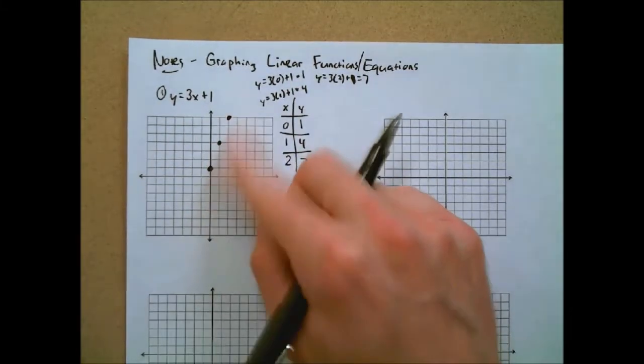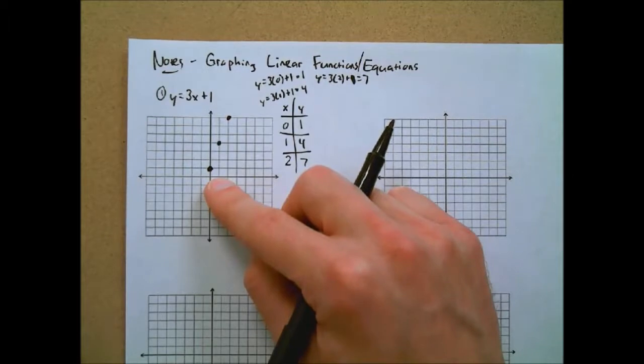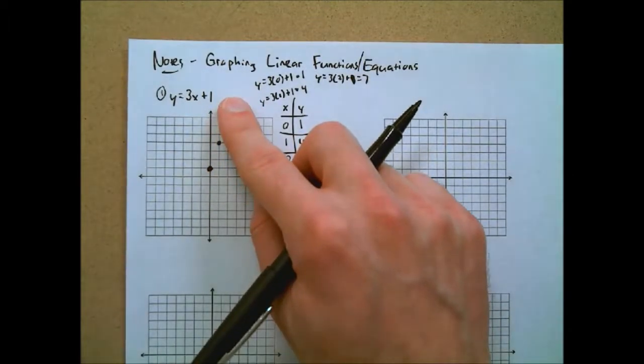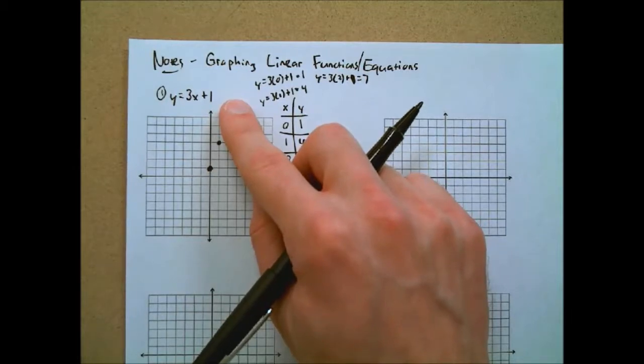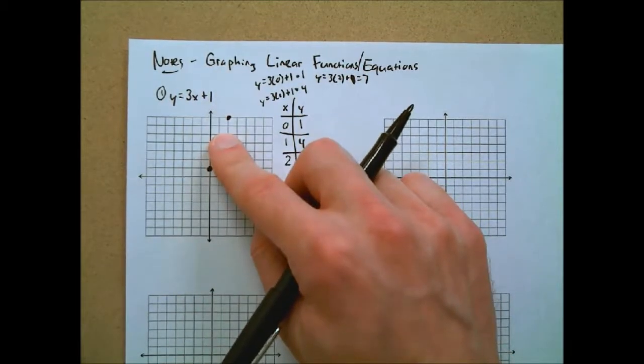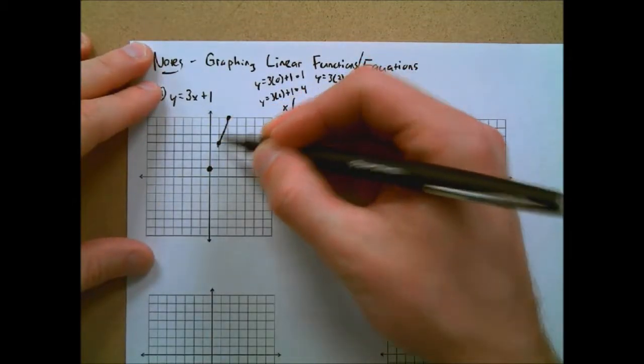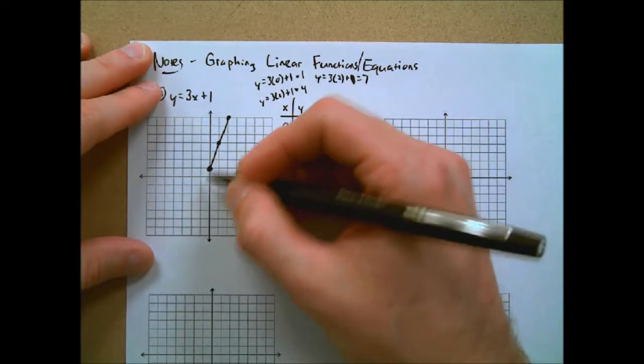You don't connect them. Right, because our domain here is not listed, so we're going to assume it's all numbers, which means this function is discrete or continuous? Continuous, so you should connect the dots and extend them. So I'm going to connect the dots here. Now if you want to use a ruler, you can.